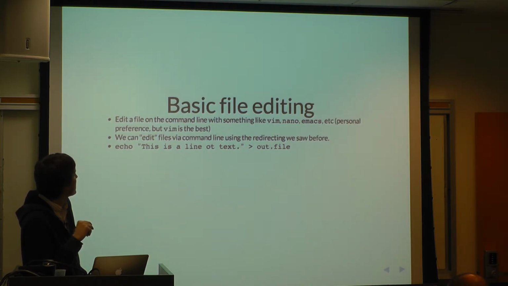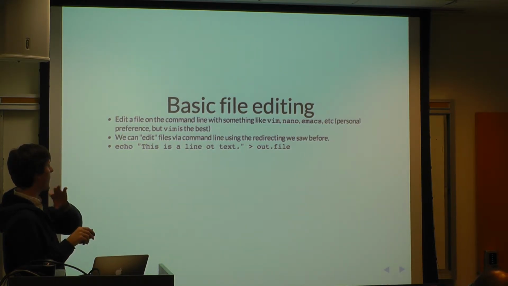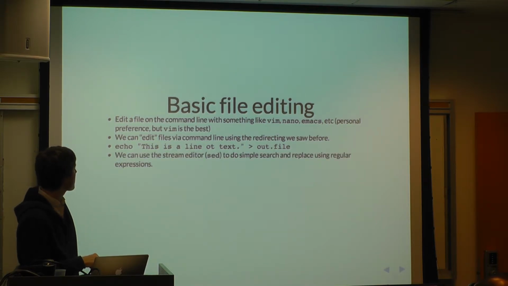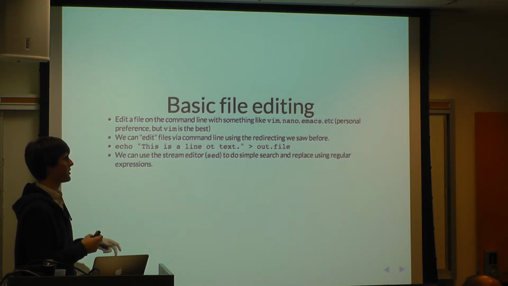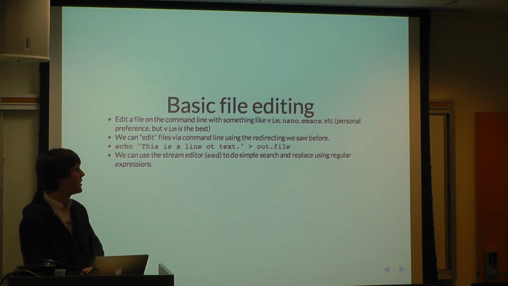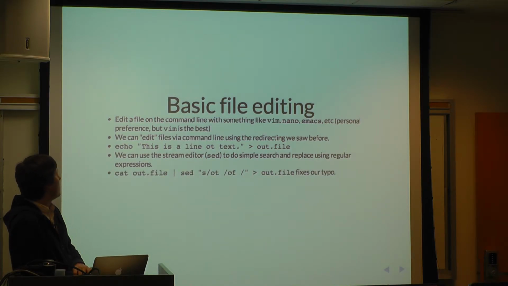This command here is going to take this as a line of text, and it's just going to send this to out.file. So now we have this file out.file, which just has this text in it without quotation marks. But we can use the stream editor, sed, to do simple search and replace on text using regular expressions. And we can do that.